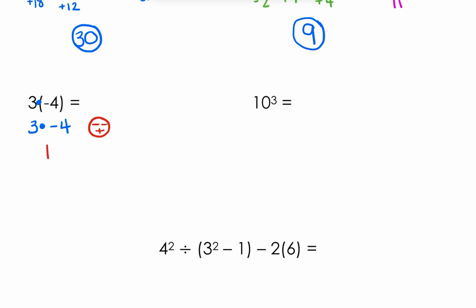3 times 4 is 12, and I'm not just going to throw a random negative on this. I have a positive 3, so I get rid of that, and a negative 4, so I get rid of that. Negative 12 is my final answer.